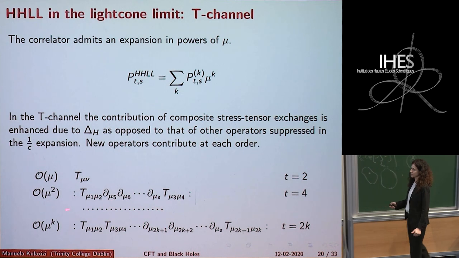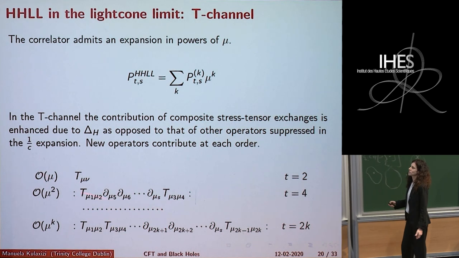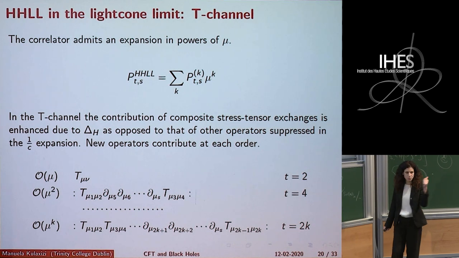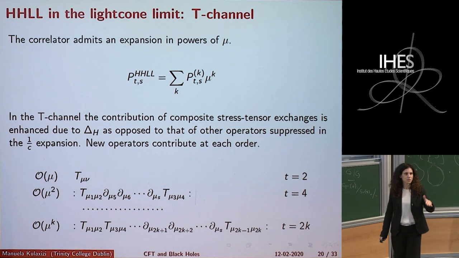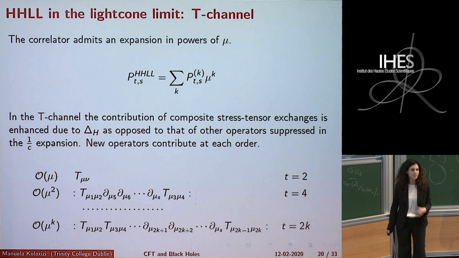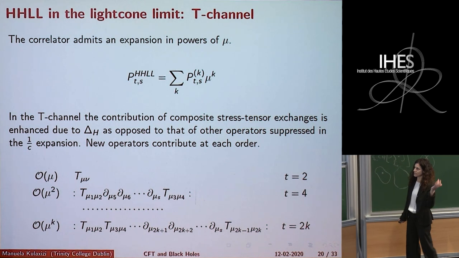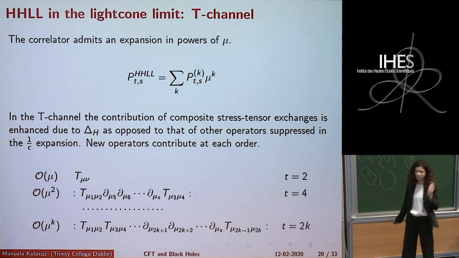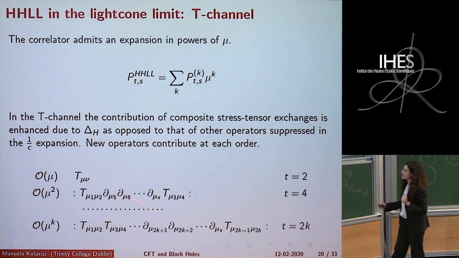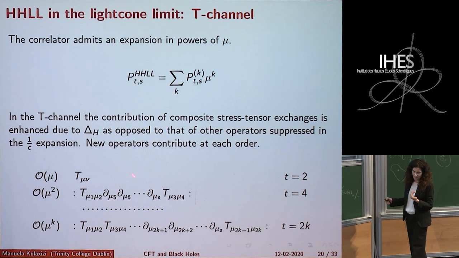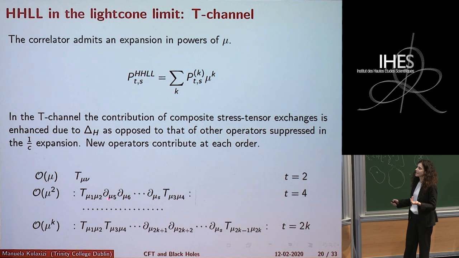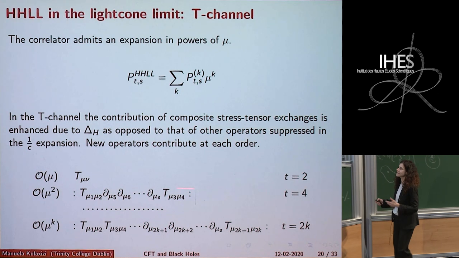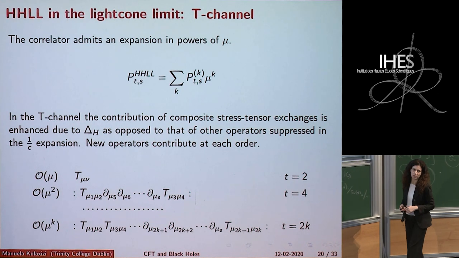Let's look at order mu squared. Before, at order mu, we had just one operator giving us the lowest twist, maybe some scalar, or we can say that the OPE coefficients in our theory are zero and throw them away. But at order mu squared, we have basically an infinite sum of operators, because no matter how many derivatives we put here, the twist remains equal to 4.